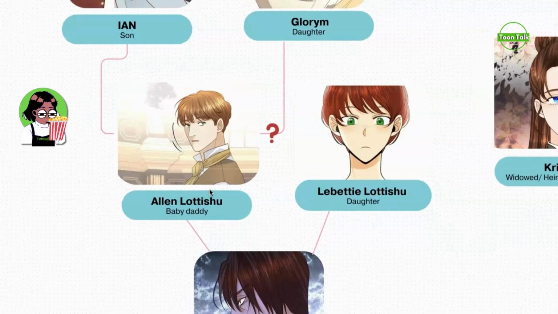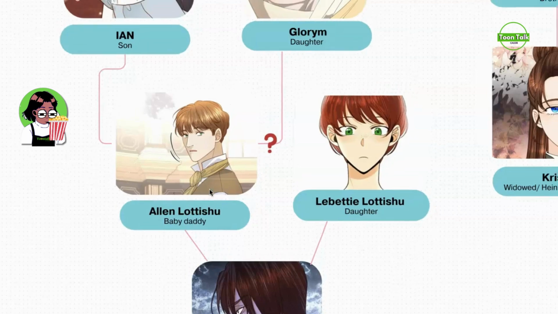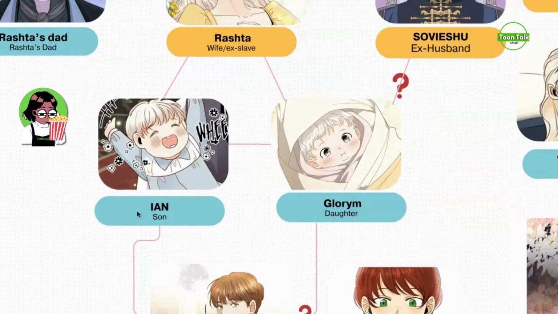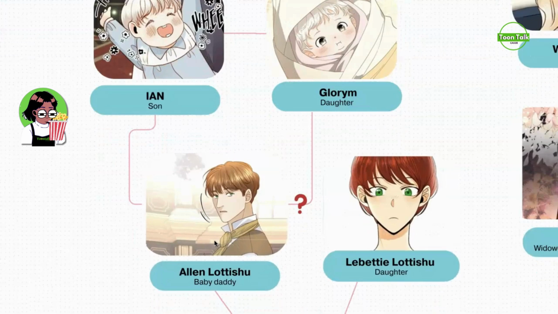Now, Alan had a little problem. The little problem was in his pants, and he decided to put that little problem to use with Rashta, and together they created Ian. Look at Ian. Ian is such an adorable baby. The very first time I saw Ian, I was like, oh my goodness, I cannot believe these two idiots are your parents. You are just so adorable. But we know for a fact that this adorable baby boy belongs to Rashta and Alan.